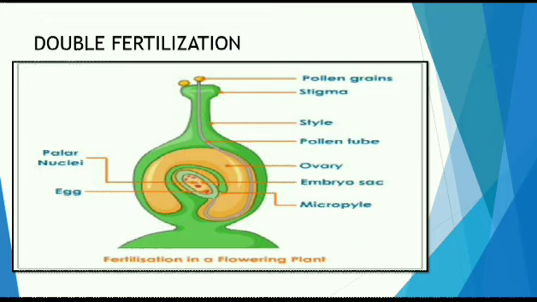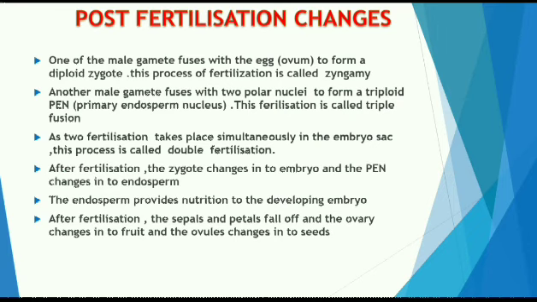Okay, after the triple fusion there is formation of the endosperm. That endosperm gives nutrition to the developing seed. Okay, the best example is coconut. Next, post fertilization, it means what changes take place after fertilization. As already told, one of the male gametes fuses with the egg cell to form a diploid zygote. This process is called syngamy.